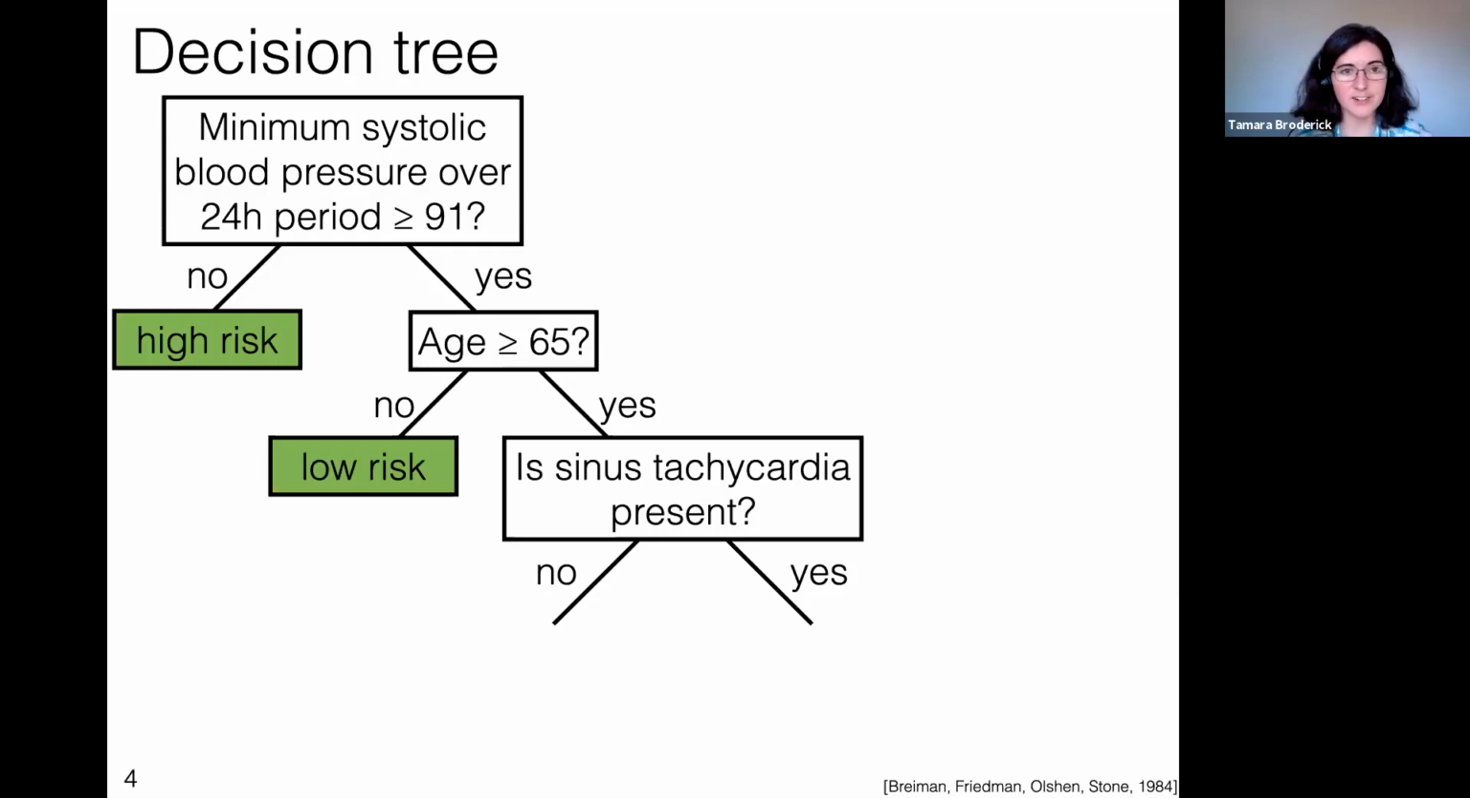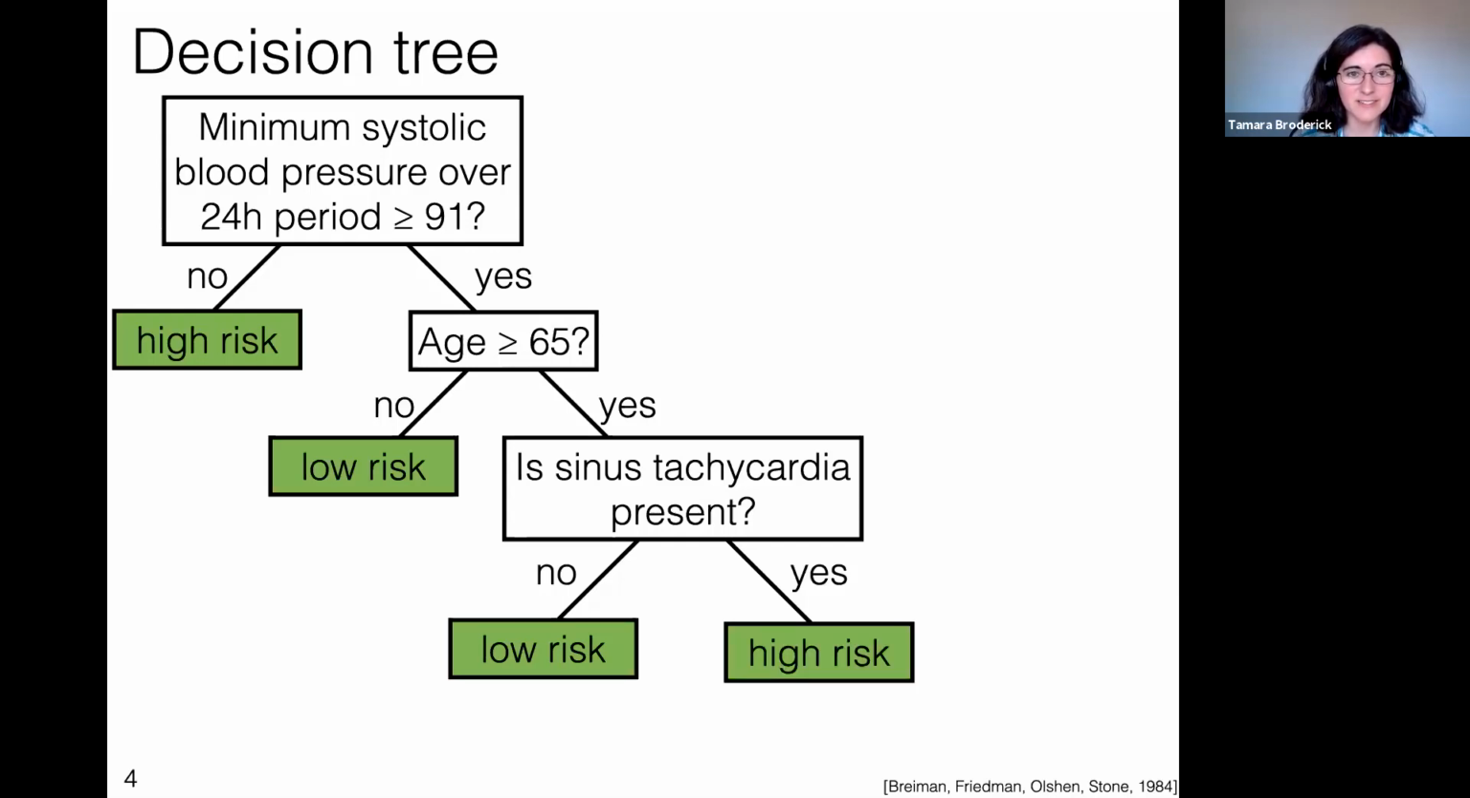Is sinus tachycardia present? For the purposes of this lecture, let's just say that this is a medical thing that you can measure and you can check if it's present. It either is or it isn't. If it is not, then this patient is low risk. If it is, this patient is high risk. And so here was just a series of decisions, a series of yes or no questions that even if you don't have medical expertise, if you're provided with the appropriate data, you can just go through these and answer them.